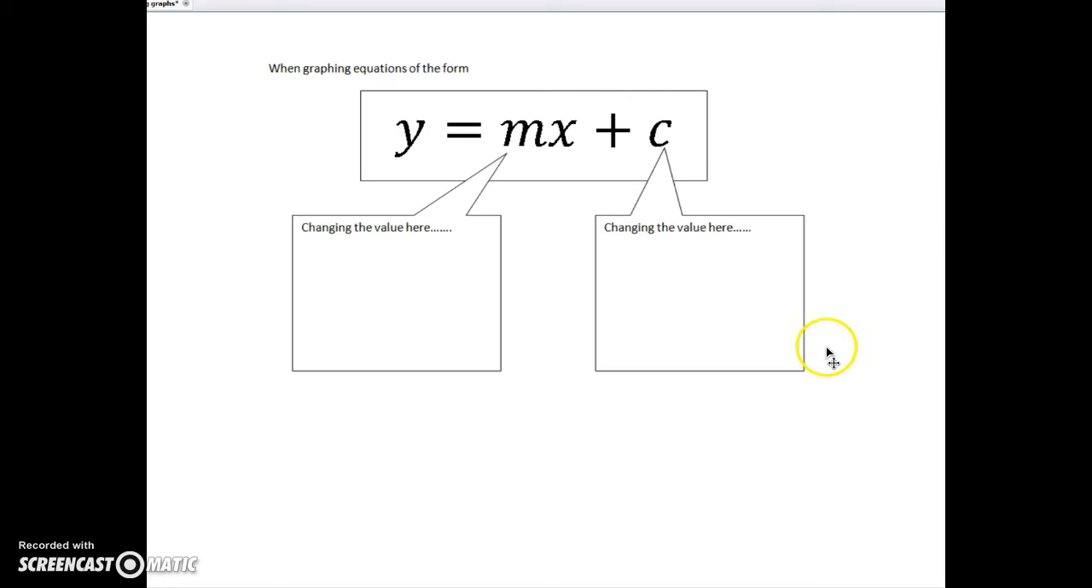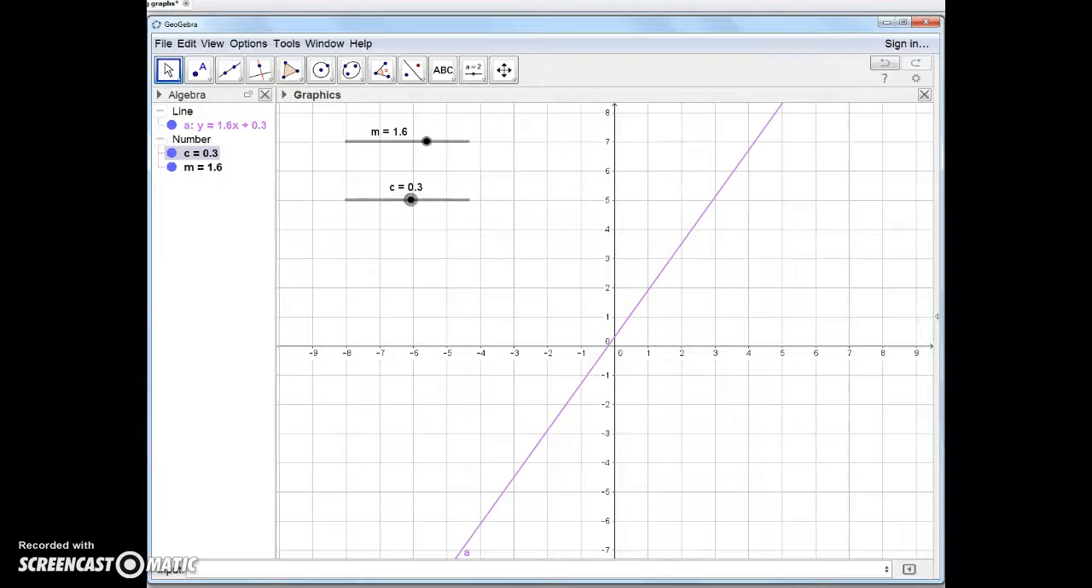Let's have a review of what a linear graph looks like, and you should be familiar with this equation y equals mx plus c. What we want to just refresh our memory about is what does the m do and what does the c do? What do those numbers mean in the whole equation? To do that, let's have a look at a graph here. Here's a graph and I've got y equals 1.6x plus 0.3.